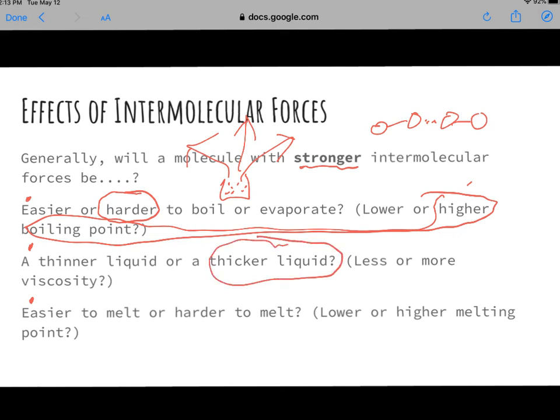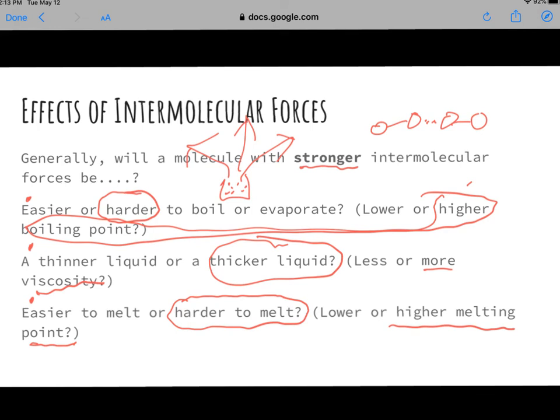Generally, things with stronger intermolecular forces will be thicker. We would say they have more viscosity, so more like thickness or syrupiness. It would be harder to run your hand through it, again because those molecules are sticking together more. And then generally, things with stronger intermolecular forces are harder to melt because, again, they want to stay together as much as possible, so they will have a higher temperature that they melt at.